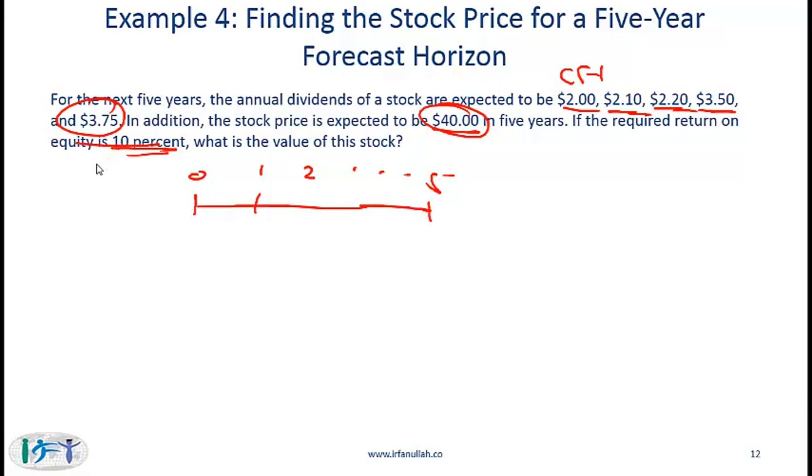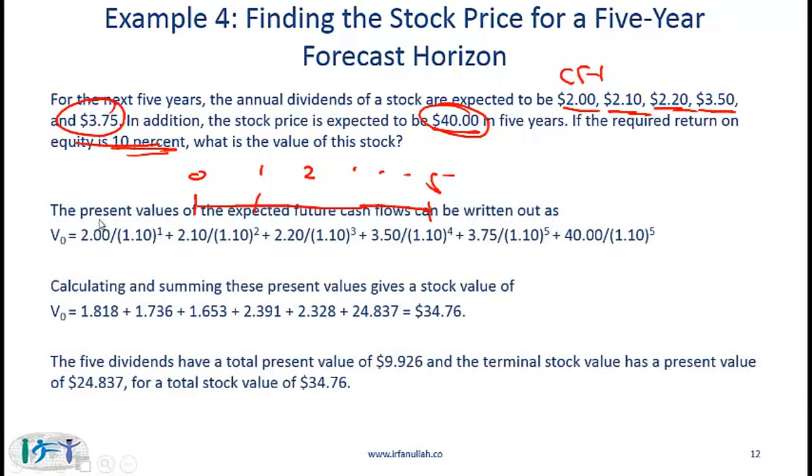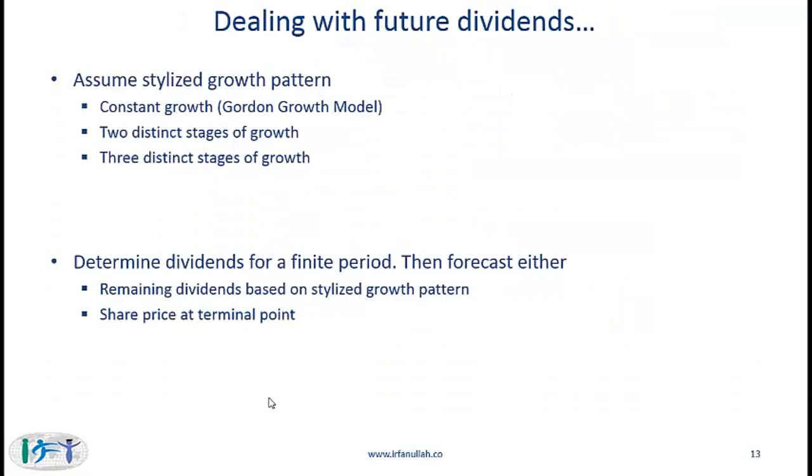So don't do what the curriculum does, which is shown right here. Conceptually, obviously, this is what the calculator is doing. But if you start doing this, then that will just take too much time. So recognize that this is what is happening in your calculator, but use the cash flow function of your calculator, and the answer that you should get is 34.76.